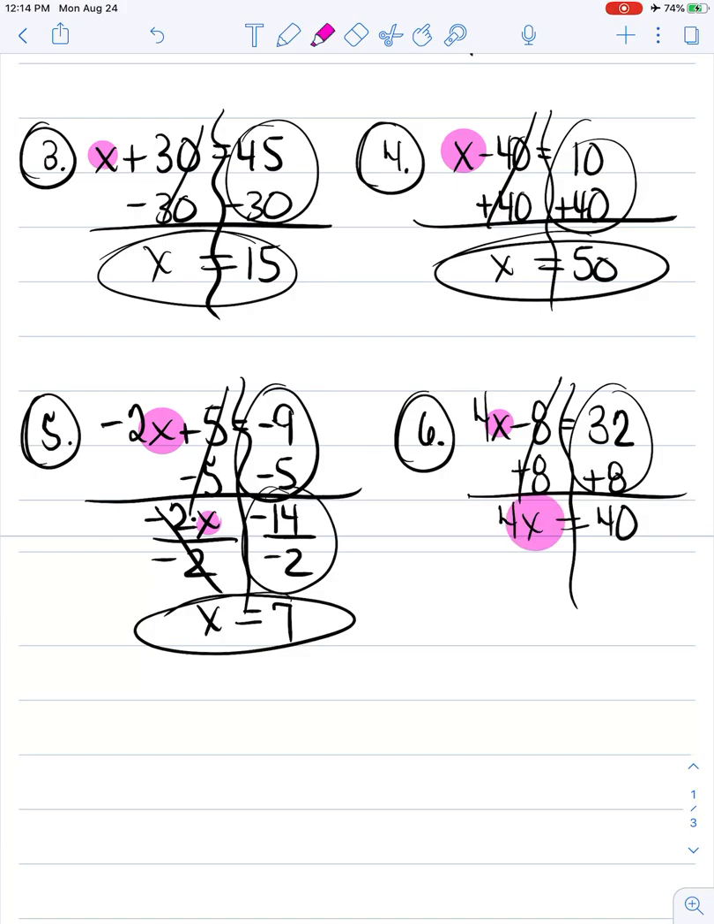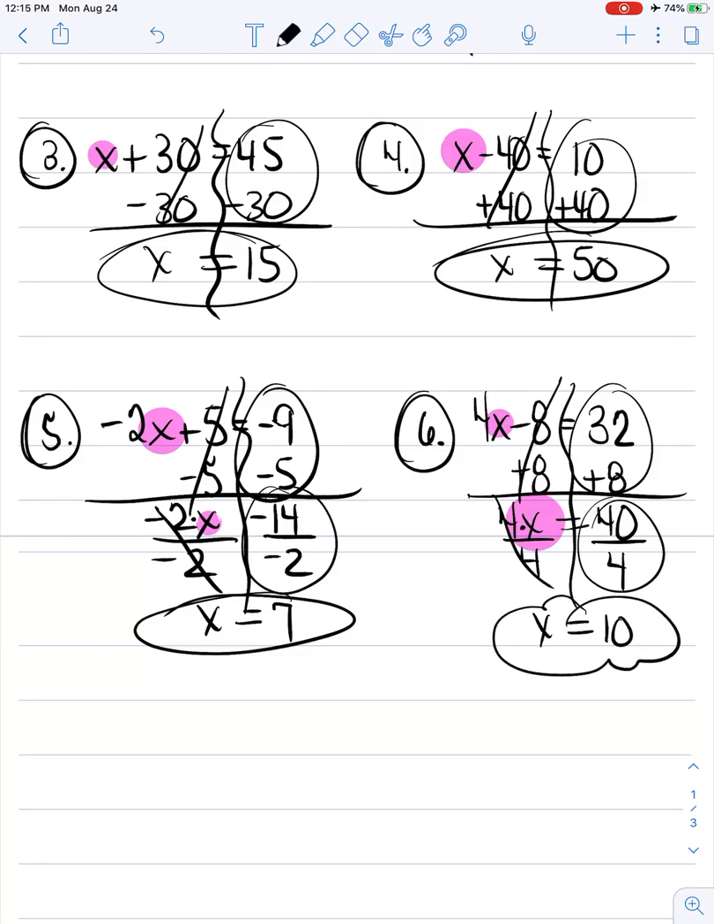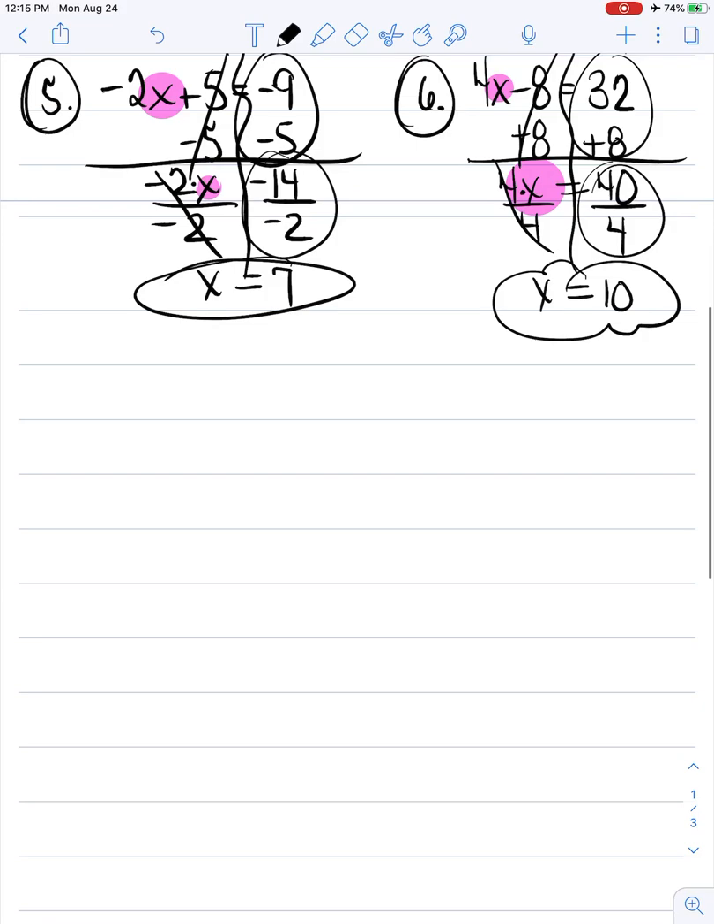Now I have a new equation. Let's find the letter again. So here I've got a 4 times x, so the opposite of times 4 is to divide both sides by 4. So x equals 40 divided by 4 is 10. So 10 is the solution to this equation. Number 7.